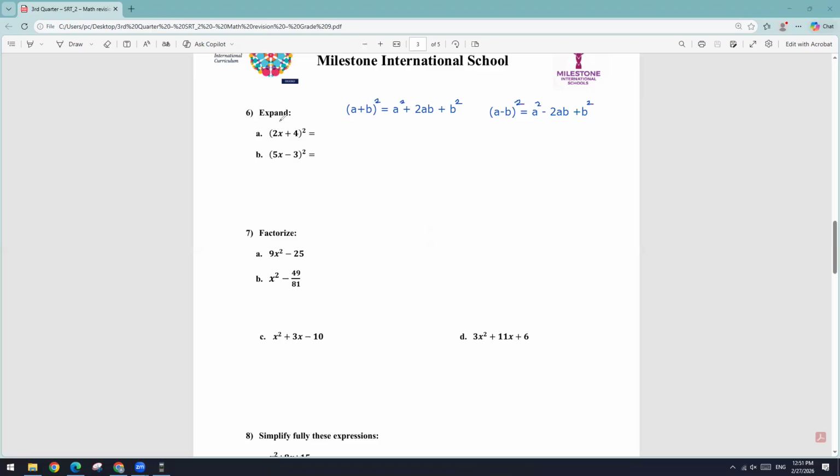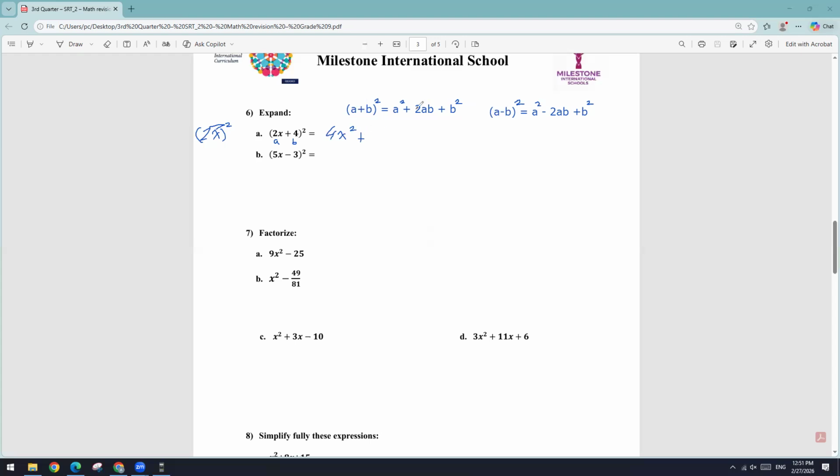Now, what does that mean? So 2x is a, 4 is b. To expand it, first I should do a squared. What is (2x) squared? Some of the students will write 2x squared, which is wrong. It's 2x in the bracket, squared. That power of 2 should be applied to x and to 2 as well. So 2x times 2x is 4x squared.